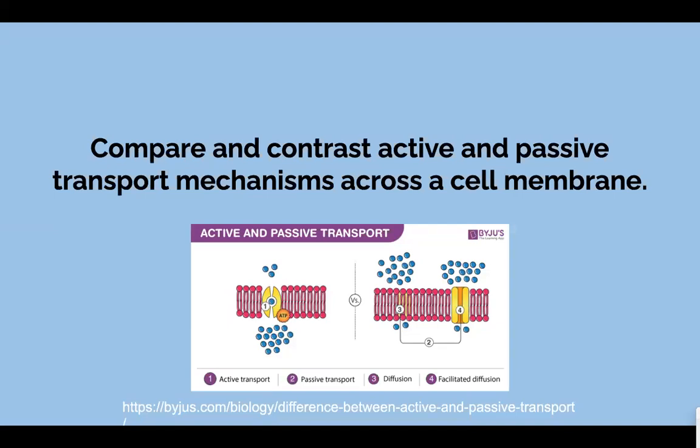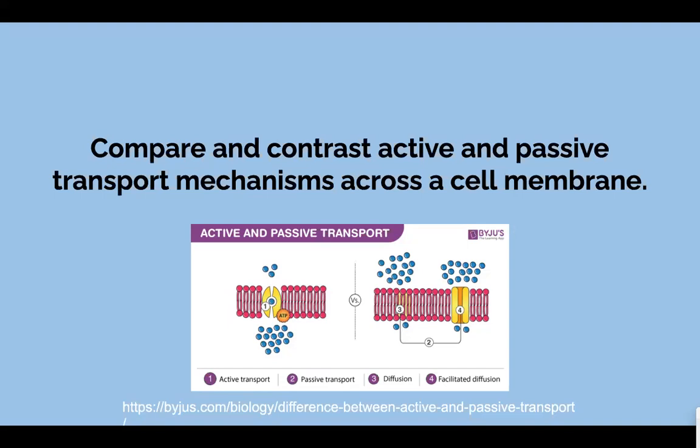Diffusion, facilitated diffusion, osmosis, and selectivity are all involved in passive transport across the membrane. Examples of passive transport include the diffusion of oxygen and carbon dioxide across the respiratory membrane, the facilitated diffusion of glucose through glucose transporters, and the osmosis of water across the cell membrane.